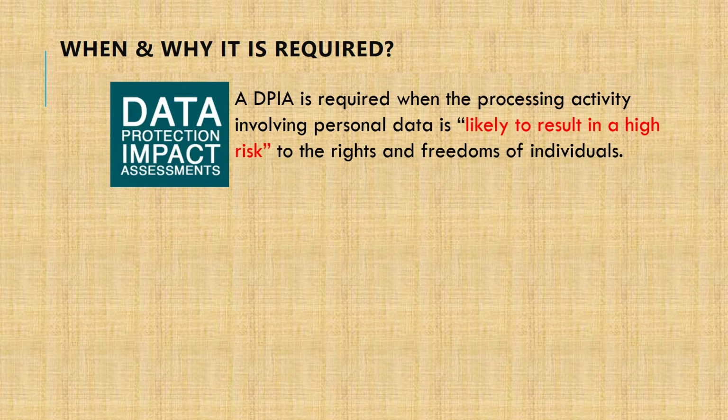Then what does this high risk imply? It implies a significant or elevated possibility that data processing activities might harm or infringe upon those rights and freedoms. There are processing activities that may be considered likely to result in a high risk. I will explain it in the coming slides in detail with some examples.